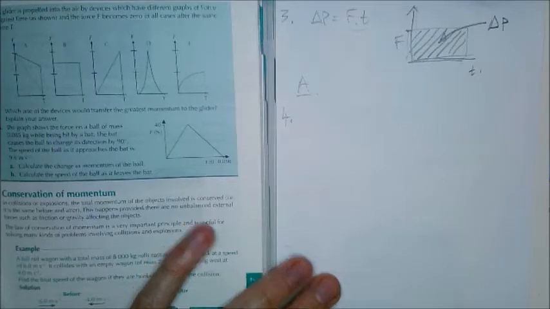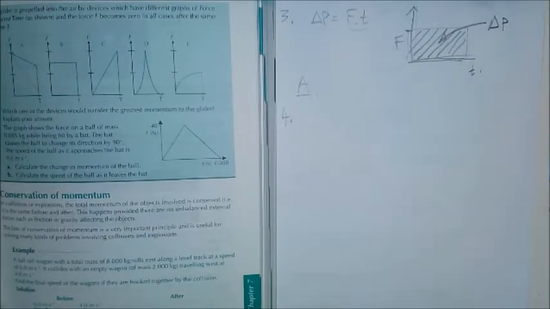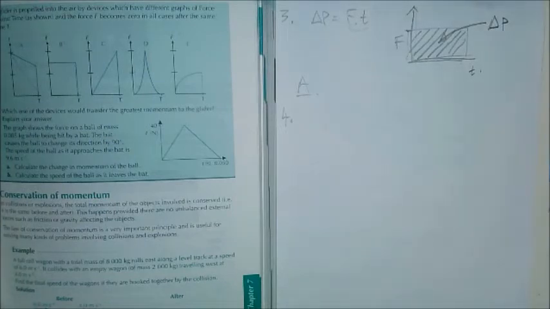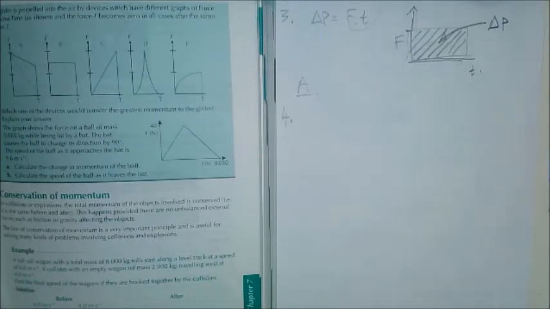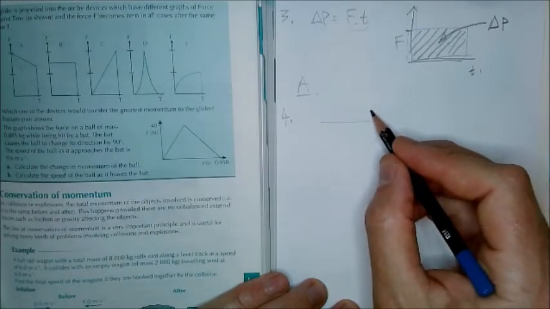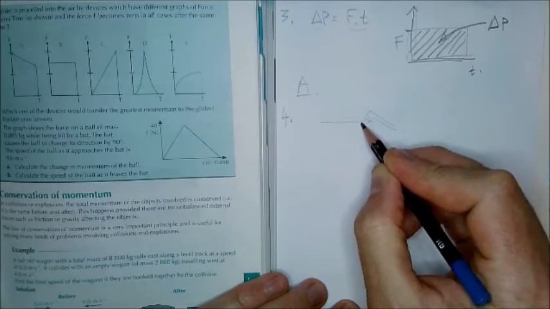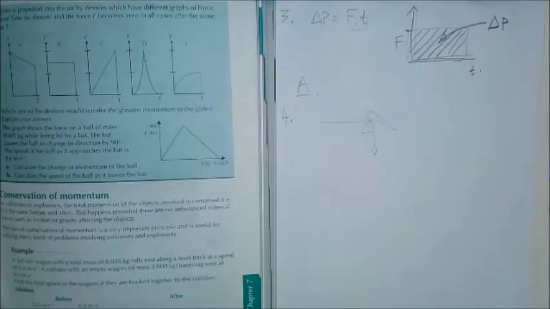Question 4. The graph shows the force on a ball of mass 0.085 kilograms while being hit by a bat. The bat causes the ball to change its direction by 90 degrees, so that's like the ball comes in, gets whacked by the bat, and goes off this way. The speed of the ball as it approaches the bat is 9.6 meters per second.